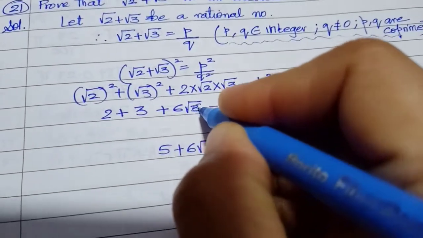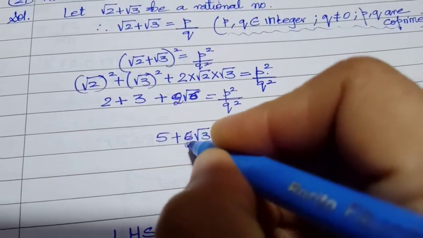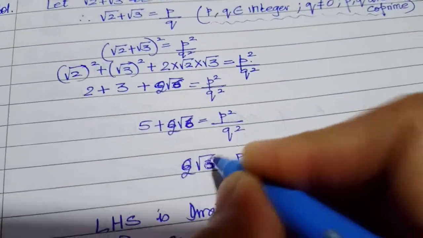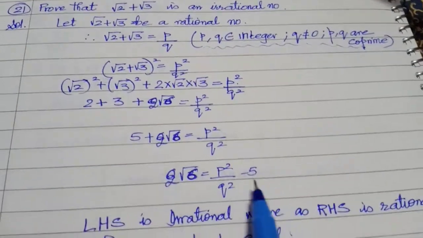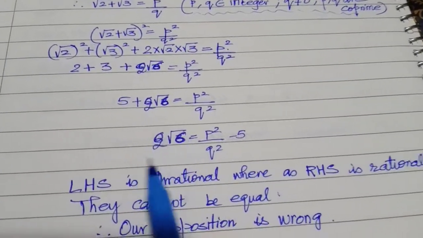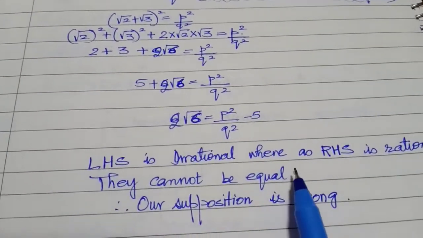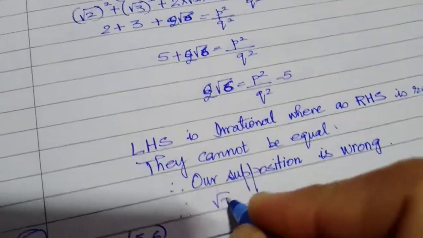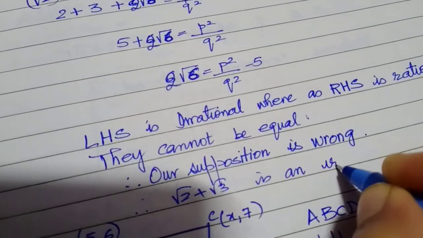root 3, which is root 6. It is 2 root 6 this side. So 2 plus 3 becomes 5, and when you bring the 5 this side, it becomes negative. LHS is irrational, whereas RHS is rational, and we know they cannot be equal, so that means our supposition is wrong. Therefore, root 2 plus root 3 is an irrational number.